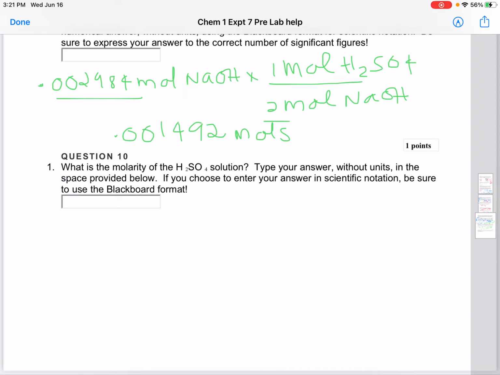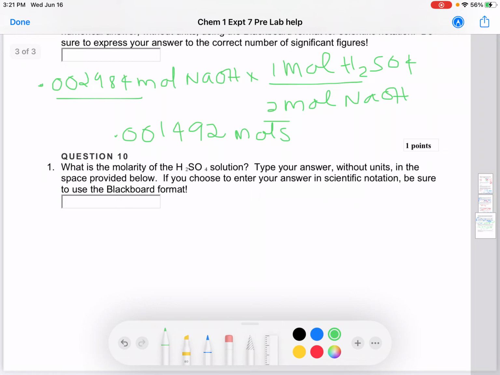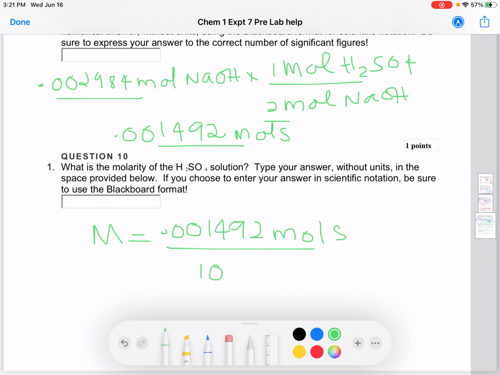And then question number 10 would be, what is the molarity of the sulfuric acid solution, without units? We found the number of moles here, and we also know the volume of sulfuric acid. Remember the volume that we put in the flask was 10 milliliters. So the molarity would be 0.001492 moles divided by the volume, 10.00 milliliters. You need to convert it to liters. That will give you the molarity of sulfuric acid. You can get the answer and type it in there.